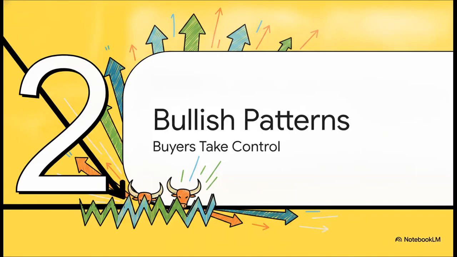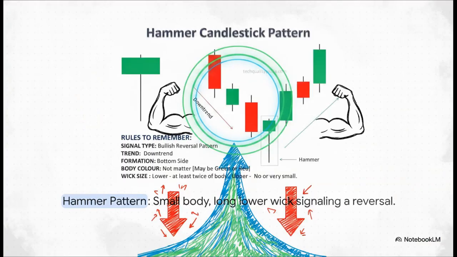Moving on to part 2, bullish patterns. Buyers take control. These patterns are all about an epic comeback. They usually form right at the bottom of a downtrend, and they show exactly where the bulls suddenly drew a line in the sand. Take the hammer candlestick pattern, for example.